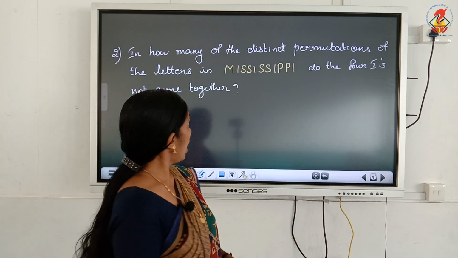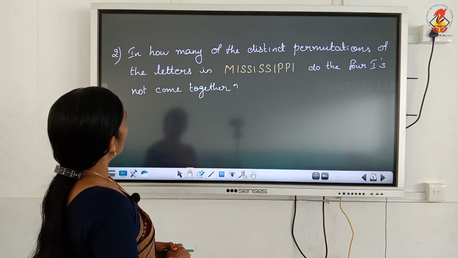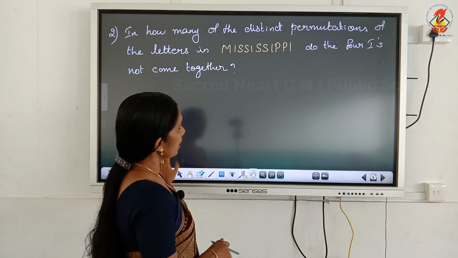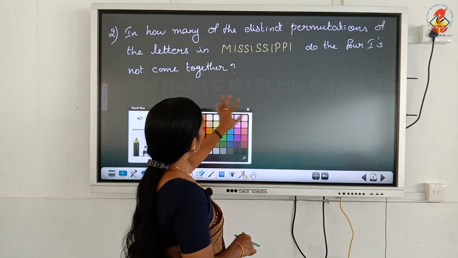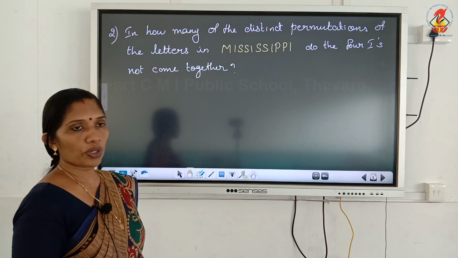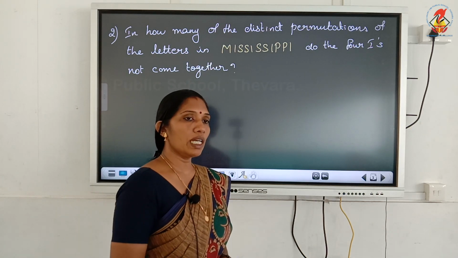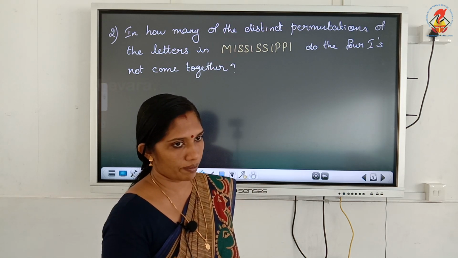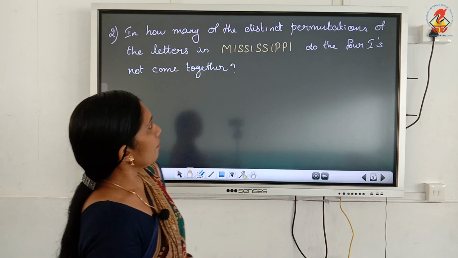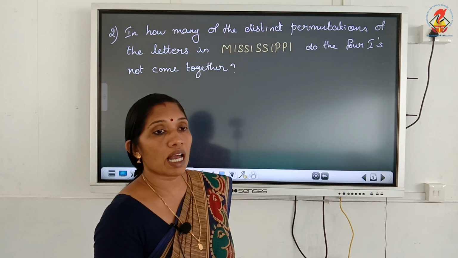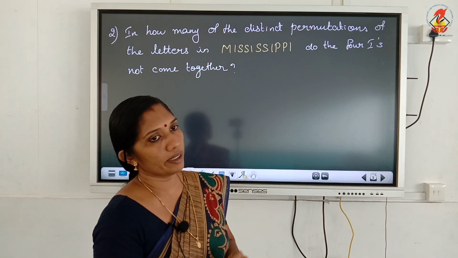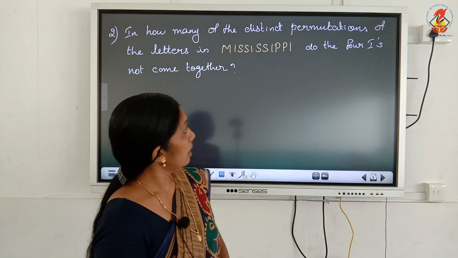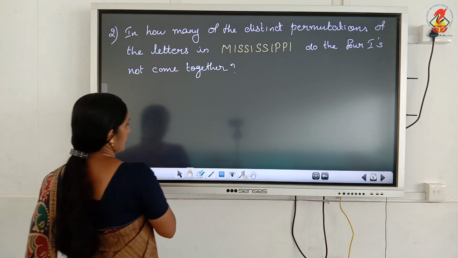Next one, in how many of the distinct permutations of the letters in Mississippi do the 4 I's not come together? 4 I's not come together. So in the last question vowels occur together. This is just opposite of that. Okay. So first we can find in how many arrangements these 4 I's come together. Then we can subtract that value from the total. Okay. So total number of permutations we can find.